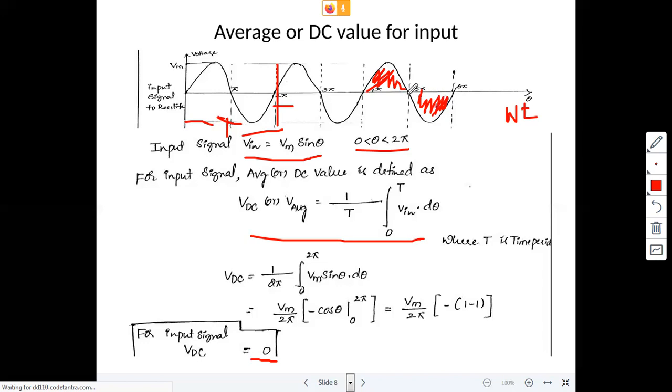For a pure sinusoidal input signal, the area above the zero axis is equal to the area below the zero axis. Once again, consider one time period, positive cycle and negative cycle. The area under the positive cycle is equal to the area under the negative cycle. When both are equal, the average value is equal to 0. So for sinusoidal input, the DC or average value is equal to 0.